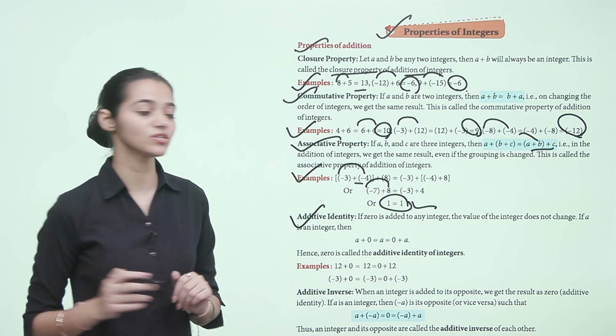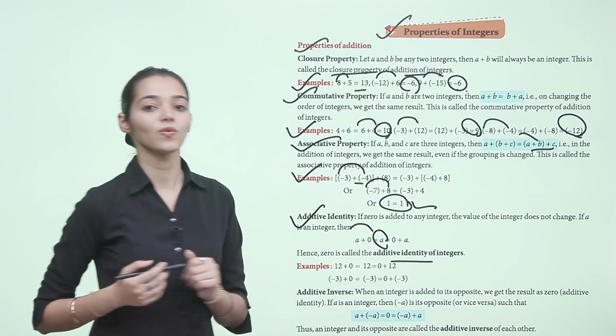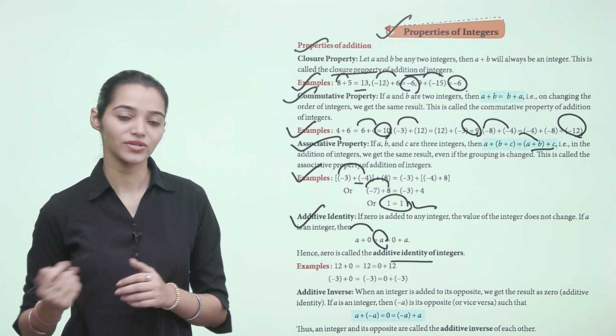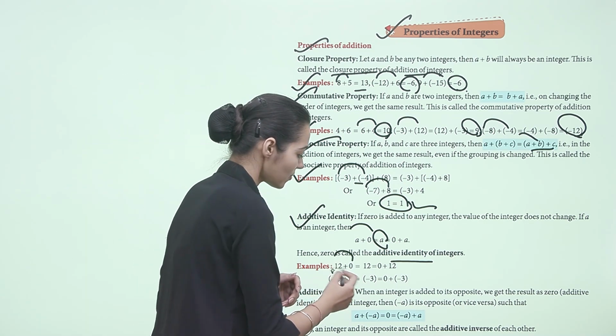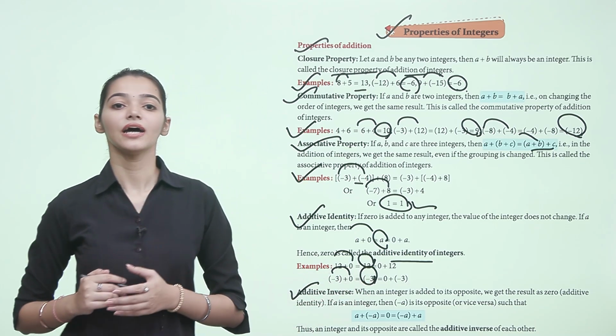If a is an integer, then a plus 0 is equal to a. This 0 is our additive identity of integers. For example, 12 plus 0 or minus 3 plus 0 will always give us the same number.